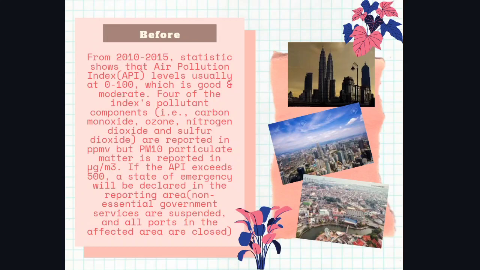If the API exceeds 500, a state of emergency will be declared in the reporting area, which means that non-essential government services are suspended and all ports in the affected area are closed.